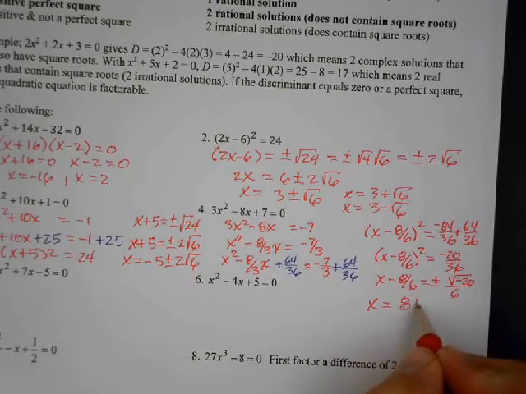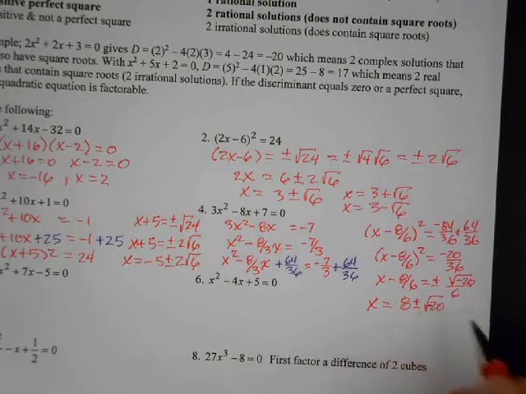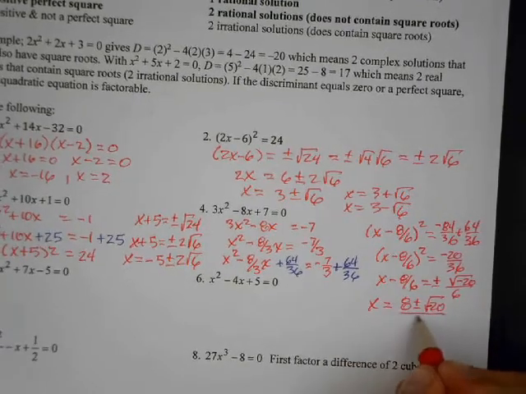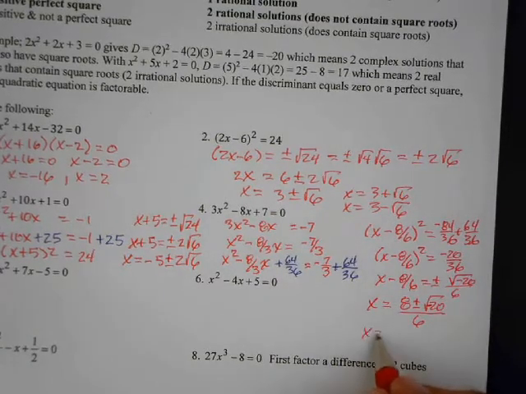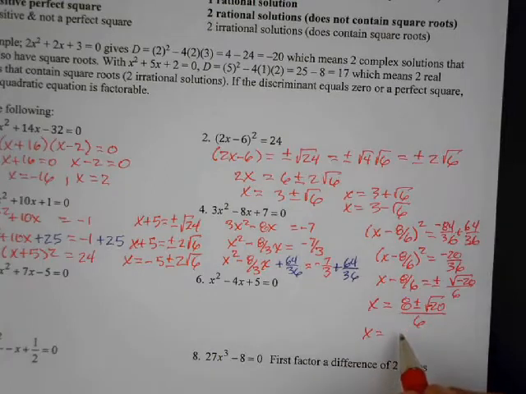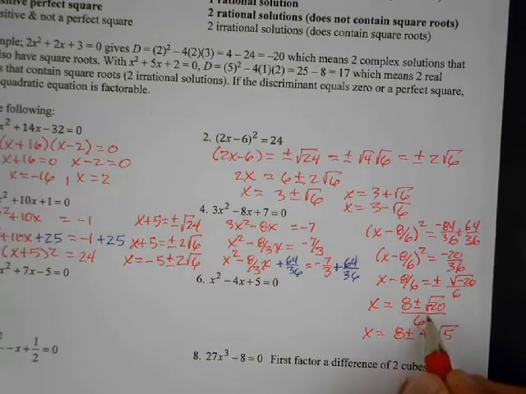Don't forget the negative sign. It's all over 6. Now 20 has a square in it, 4. So basically this is going to end up being 4i root 5. The negative sign gives me the i, 2i, because I take the square root of 4 to give me the 2i. And then it's still all over 6.